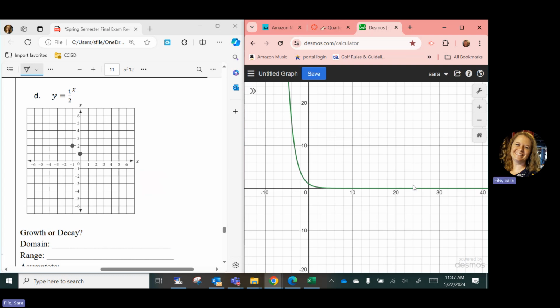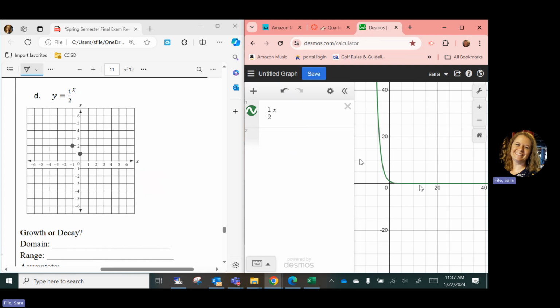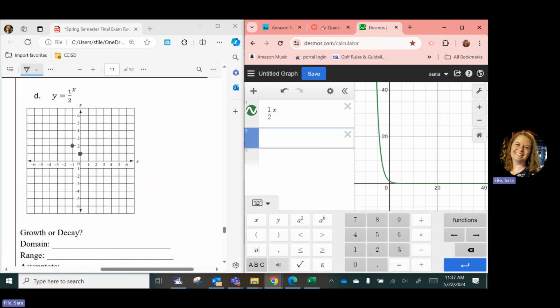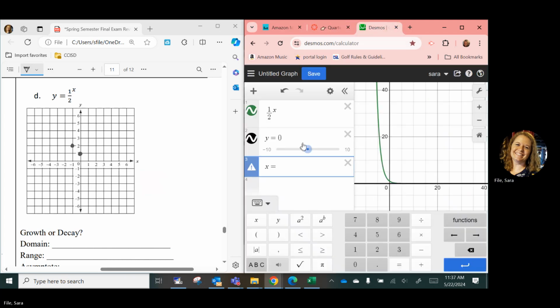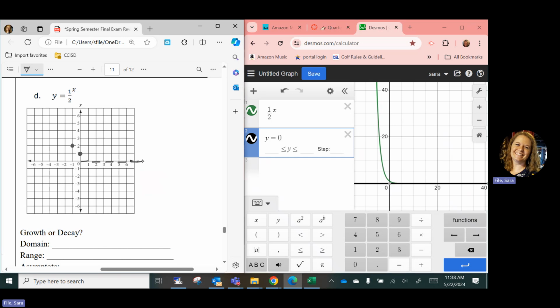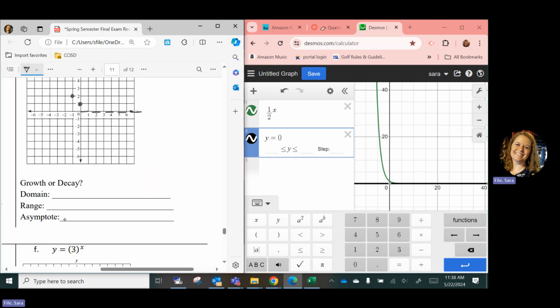Now if you forget, is that x equals 0 or y equals 0? Type it in and see. x equals 0 and y equals 0. There it is. x equals 0 is a vertical line. That's not it. It's this horizontal one, y equals 0. So it looks like y equals 0 is the asymptote. So I'm going to sketch that as a dashed line here and write that as my asymptote. And it is a horizontal asymptote.